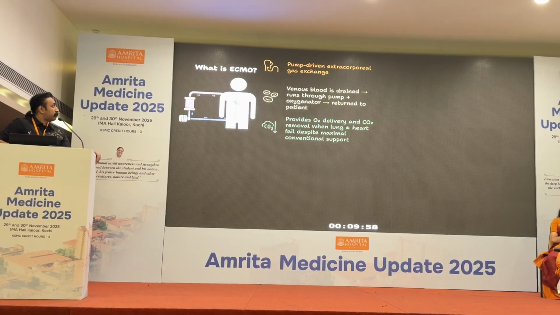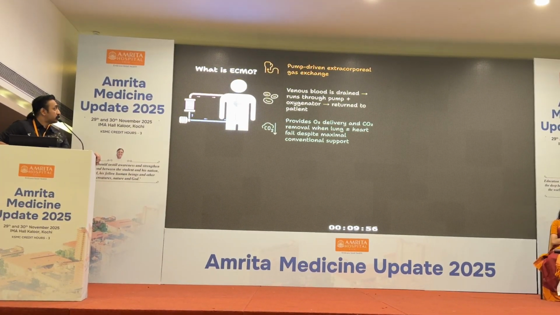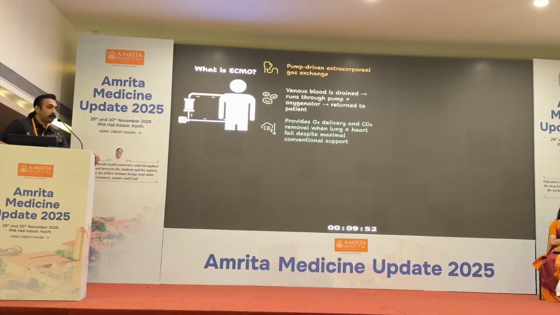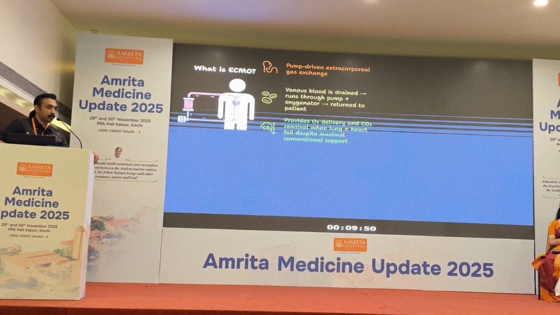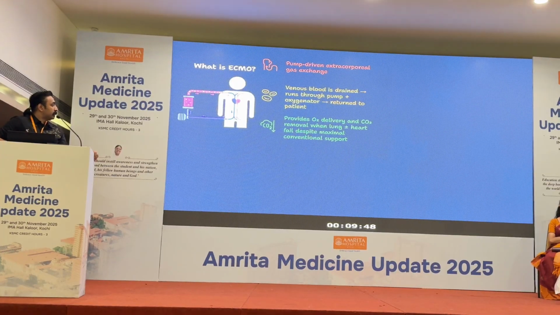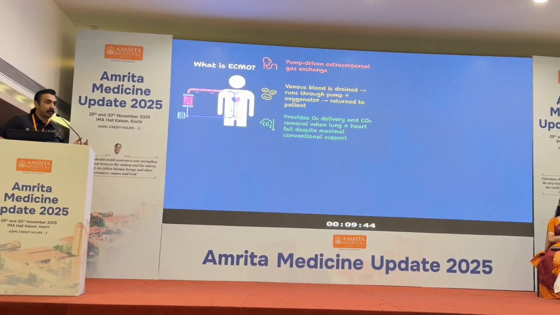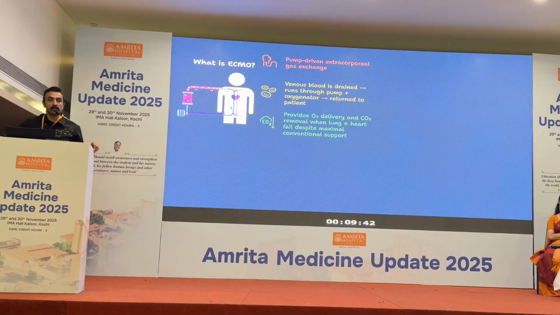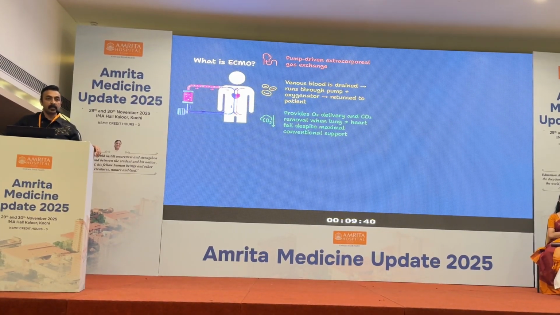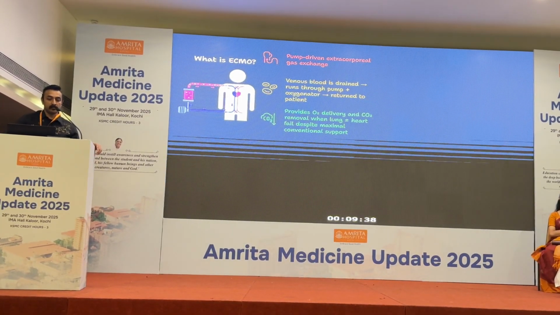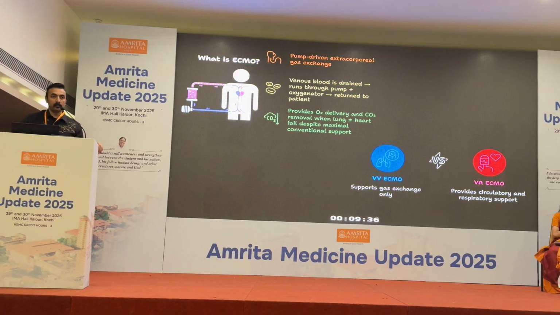So basically here you have a pump driven extracorporeal gas exchange, and your venous blood is usually drained. It runs through the pump and oxygenator and is returned to the patient, right? And here it provides O2 delivery and carbon dioxide removal when the lung and heart fail despite the maximum conventional support. Right? Your heart and lung are failing and you want to buy some time, that's usually when we consider a patient for ECMO.